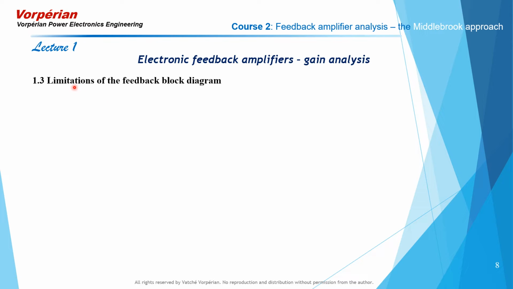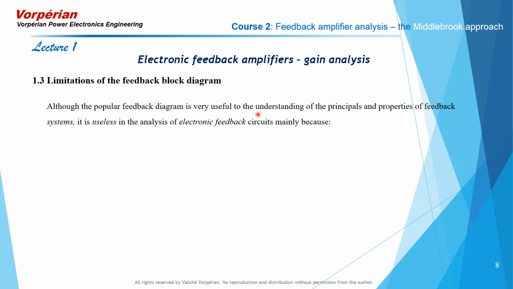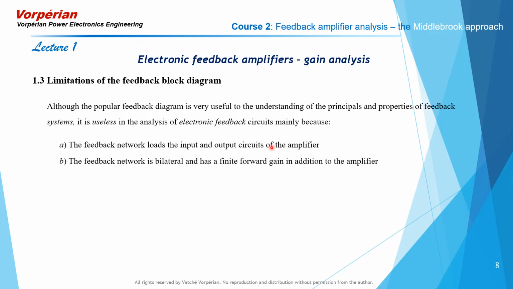We are now going to look at the limitations of the feedback block diagram, which turned out to be so very useful to the understanding of the principles and properties of feedback systems. That feedback block diagram is, however, useless in the analysis of electronic feedback circuits, mainly because the feedback network loads the input and output circuits of an amplifier. When blocks are interconnected, they don't load each other down, and each block retains its own characteristics. Second, the feedback network is bilateral and has a finite forward gain in addition to the gain of the amplifier.